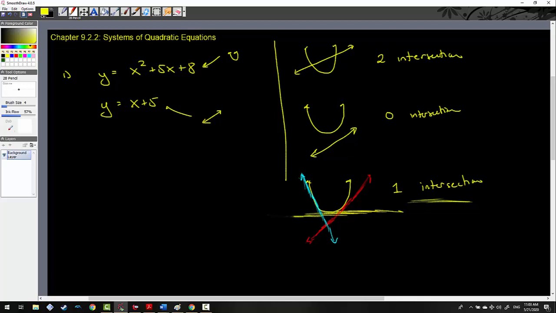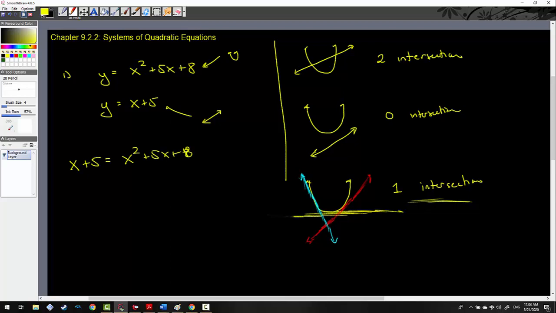In BC, we get into weird stuff. But anyway, for now, I just want you guys to know that there are 3 scenarios at play here. I don't know which one it's going to be, but the way we solve this is exactly the way we solved the last problem. I'm going to set them equal to each other. x plus 5 is equal to x squared plus 5x plus 8.